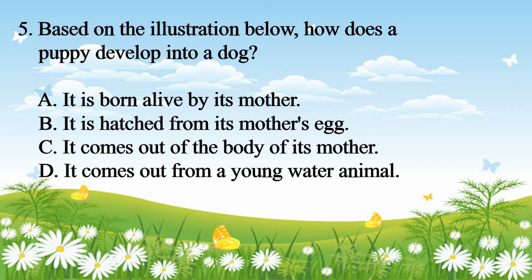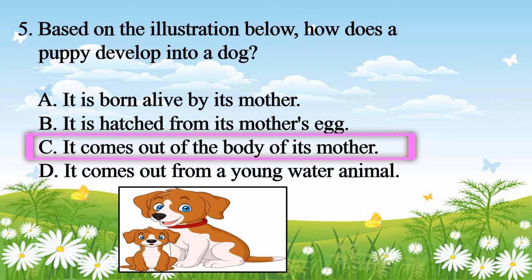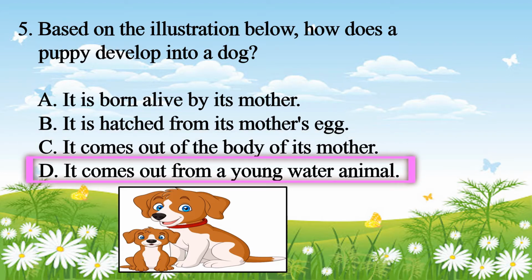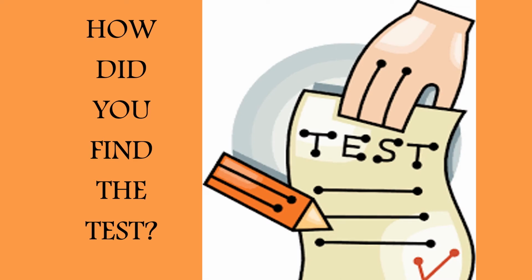Number 5. Based on the illustration below, how does a puppy develop into a dog? A. It is born alive by its mother. B. It is hatched from its mother's egg. C. It comes out of the body of its mother. D. It comes out from a young water animal. How did you find the test? If you find it difficult, don't worry, because you will discover more about heredity in our succeeding activities.